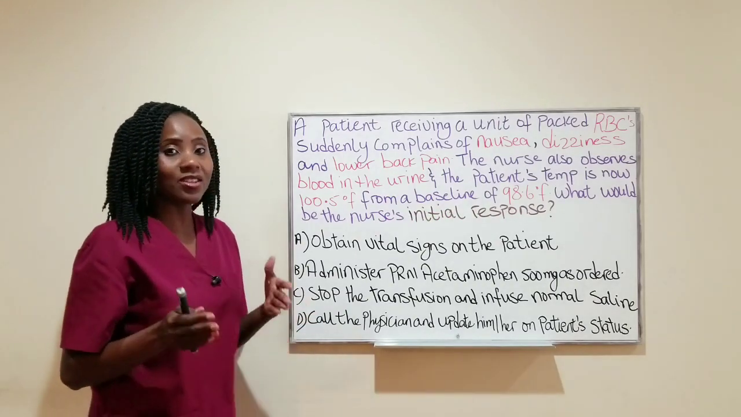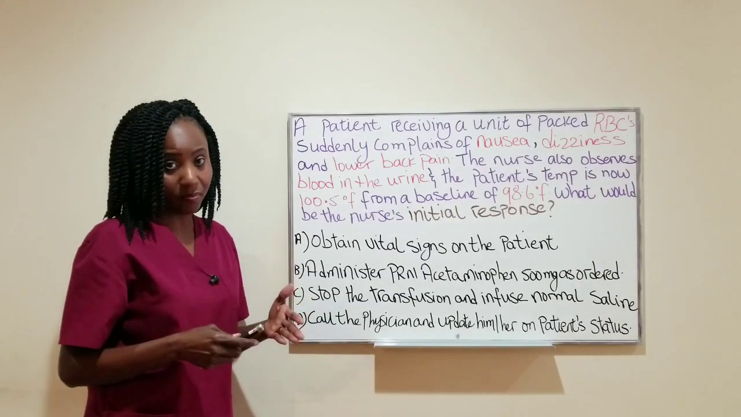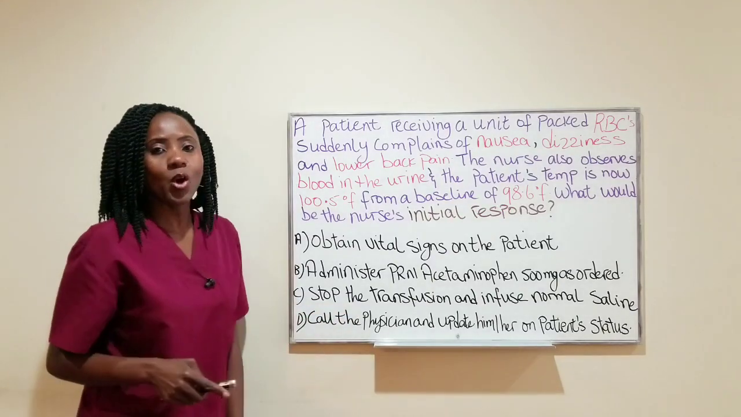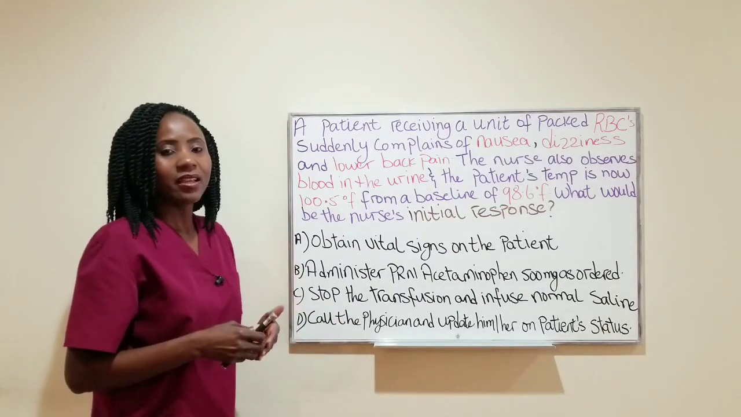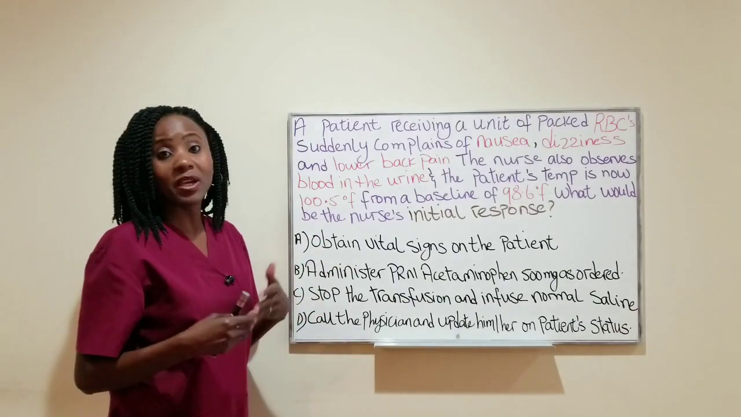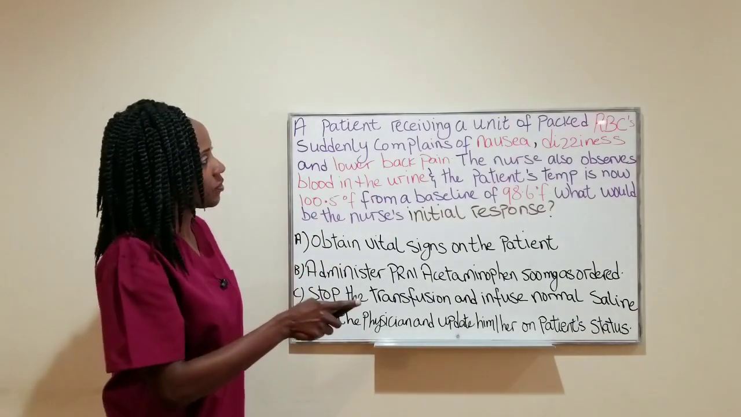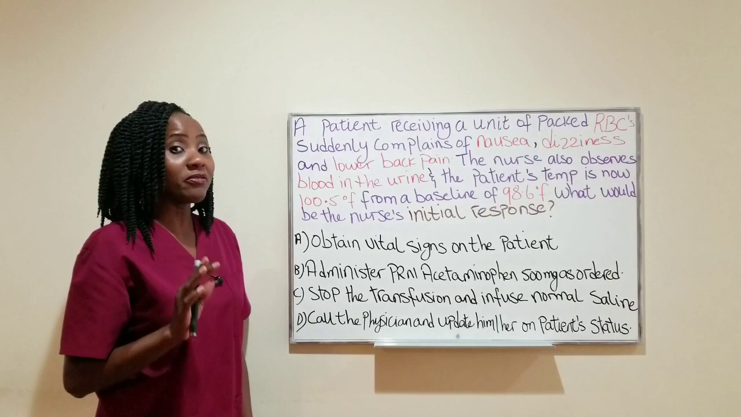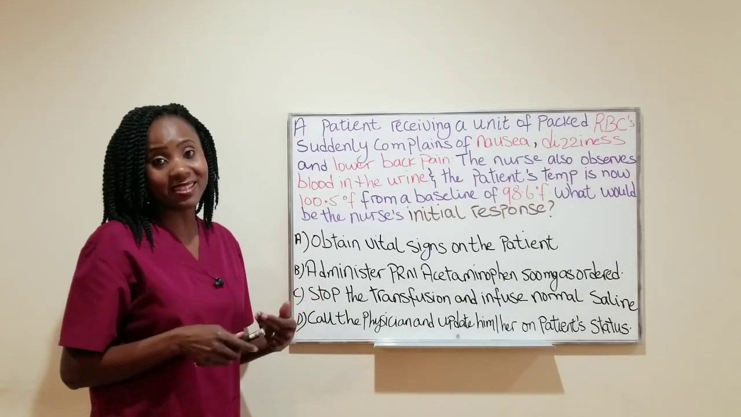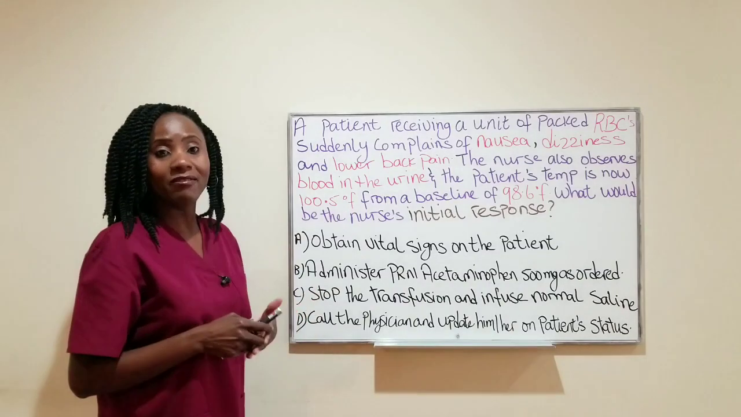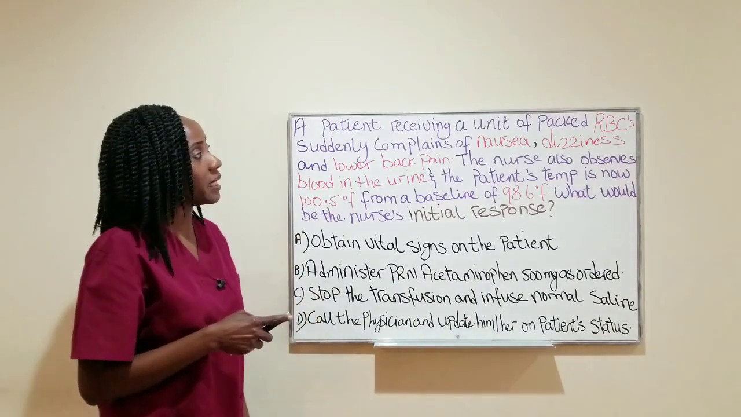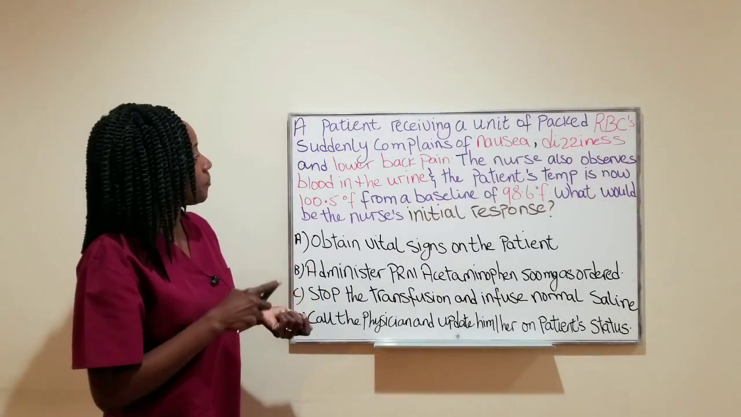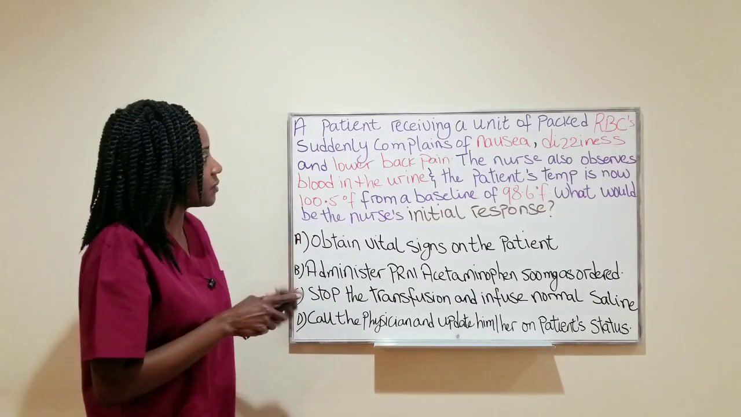We know that this question is a priority question because we see the term initial response. I've gone ahead and highlighted the major portions of this question. We know the patient is receiving red blood cells, and that is going to be very important to us in determining the answer to this question. We also have a list of symptoms that the patient is complaining about. The patient is nauseated, feeling dizzy, and having lower back pain.